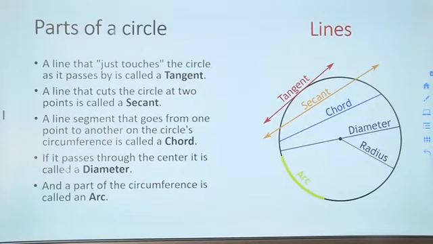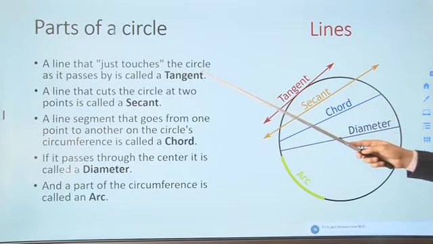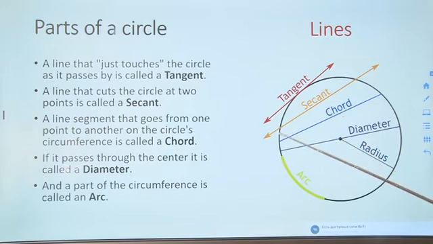Now, here you have parts of a circle as lines. Lines may be located differently. So the line which just touches the circle is called a tangent. And the line which cuts the circle into two parts is called a secant.